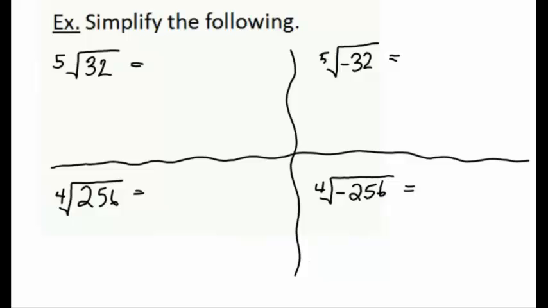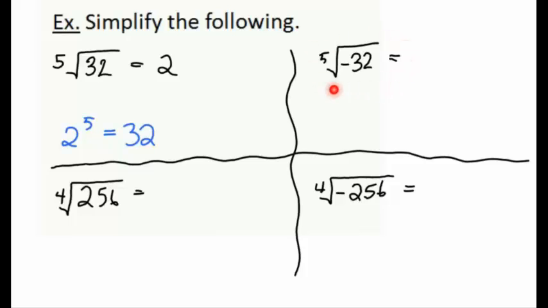Let's use this idea to simplify the following expressions if we can. Let's begin here in the upper left where we have the fifth root of 32. Now we know that 2 to the power of 5 is equal to the number 32. So it must be that the fifth root of 32 is the number 2.